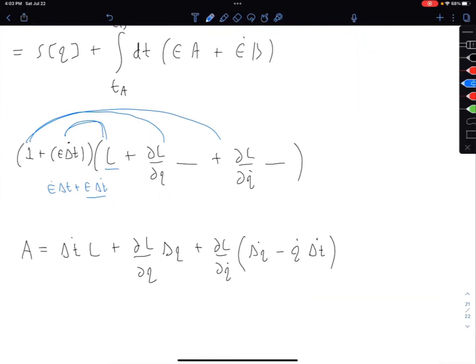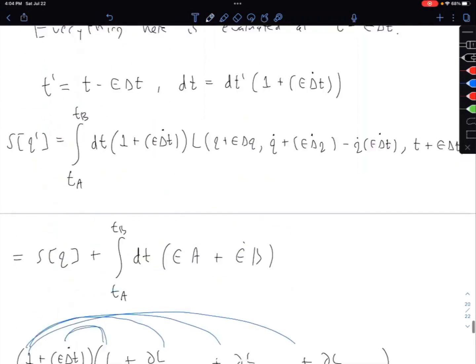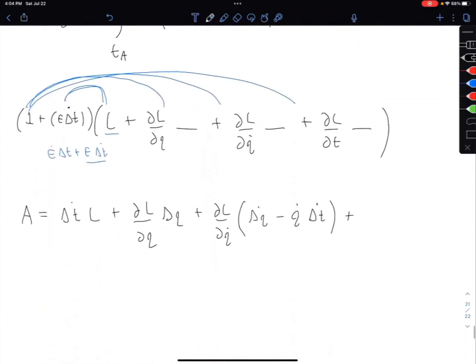There's that term. Then the only other term that would be left would be multiplying this by these two things, but those will be of order epsilon squared, so I drop them. Oh, and I forgot to write something here. So I have plus dL/dt times that, right? So I still have this term, and that is going to be dL/dt times delta t. Okay, so there's my A. As Bubs, you were asking about the general form of A, this is the general form of A. And this is equal to 0 for a symmetry.